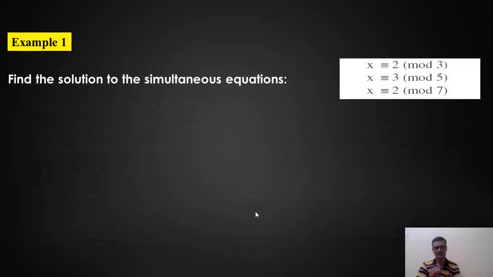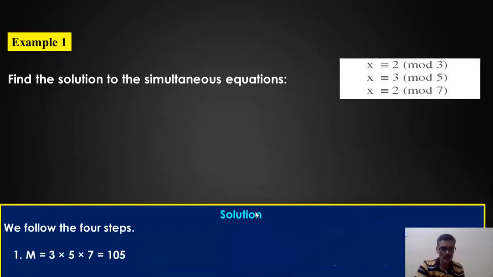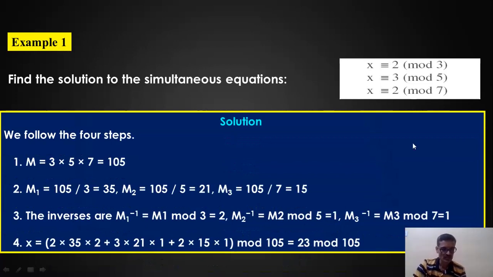Just look at this. The same example I have taken. Now here the solution is this. What is M? M is nothing but the product of these moduli, 3 into 5 into 7. That is capital M. All three numbers are relatively prime to each other, right? Pairwise co-prime: 3, 5, 7. It should be the case. Remember, only then is it possible to simplify this.